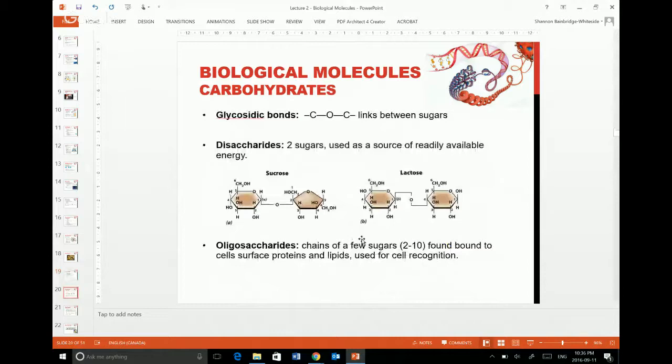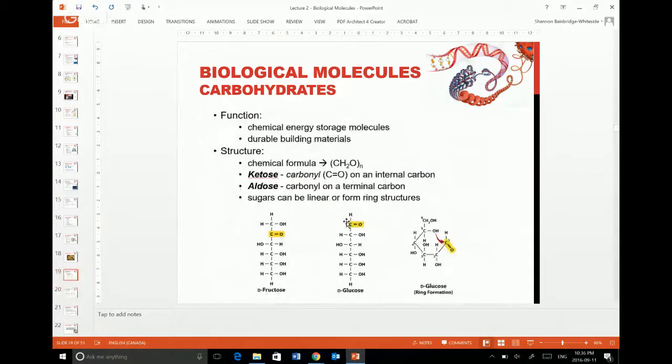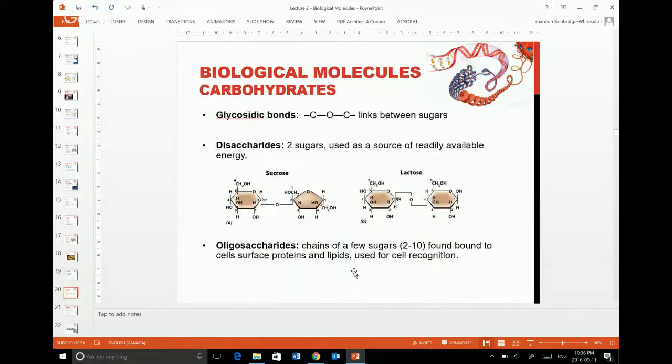Those simple sugars, such as an individual sugar here and here, will often link up with one another to become, in some cases, disaccharides, which is a combination of two sugars bound together. Oligosaccharides are anywhere from 2 to 10 sugars bound together, and polysaccharides can be hundreds of sugars. When these sugars come together, the type of bond they take part in is called a glycosidic bond. You can see here that between the two carbons, you have an oxygen.